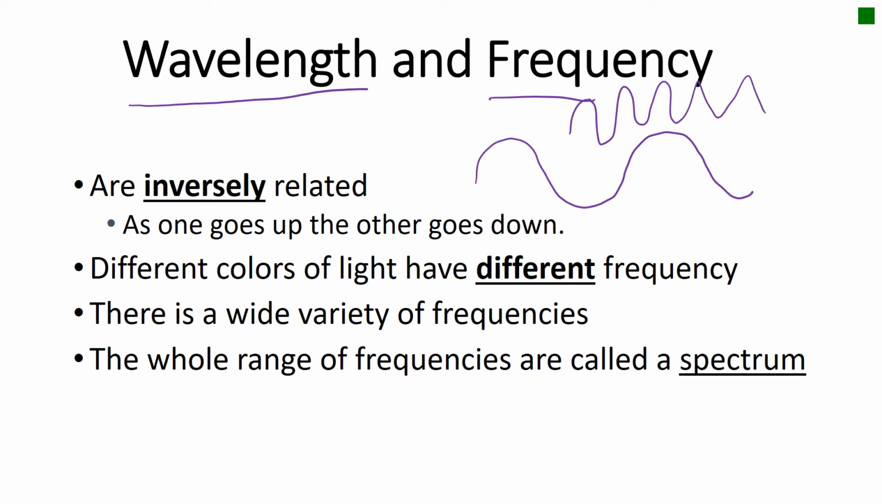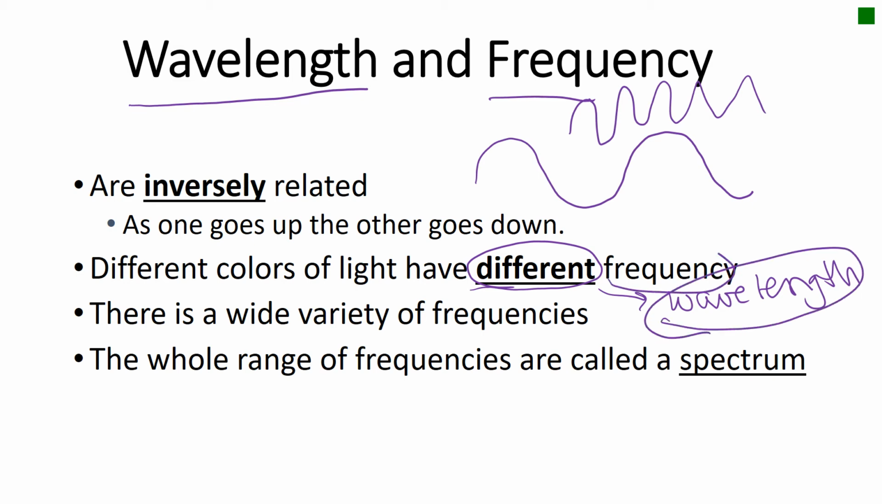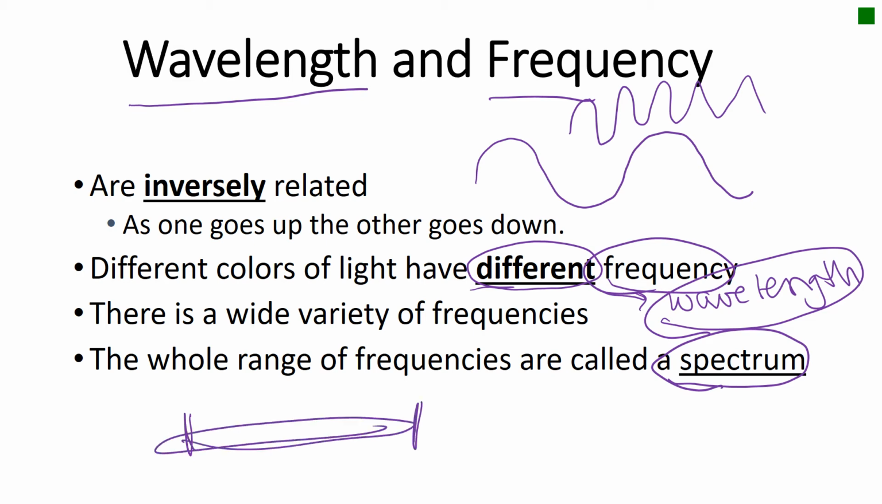So different colors of light have different frequencies, which means they have different wavelengths. That's how we can tell different colors: we can base it off of their wavelength or their frequency. There's a wide variety of frequencies, and the whole range of frequencies is known as a spectrum. Going from point A to point B with all of the frequencies and wavelengths in between, that is what we call a spectrum.